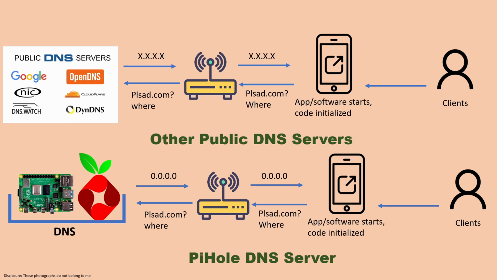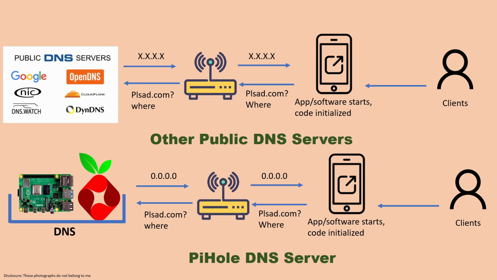And if it is not an ad URL, then what will happen is that it will forward the request. If you remember, we had selected Google DNS as our upstream DNS server. So if it is not an ad URL and just a normal URL, it will forward the request to Google DNS, and then Google will give out the IP address.